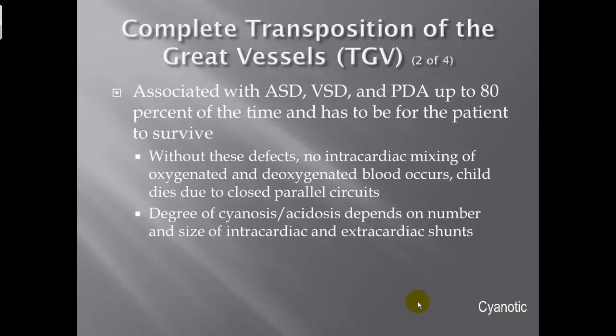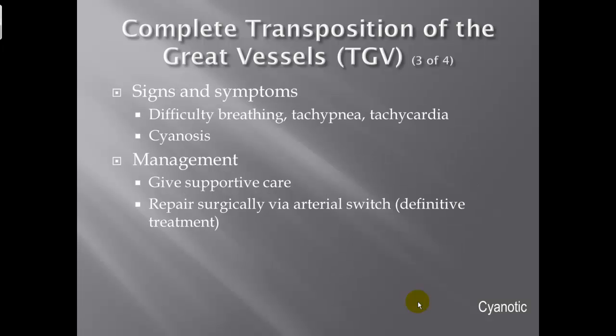Without these defects, no intracardiac mixing of oxygenated and deoxygenated blood occurs, and the child dies due to closed parallel circuits. Degrees of cyanosis and acidosis depend on the number and the size of intracardiac and extracardiac shunts. Complete transposition of the vessels continued here. Signs and symptoms of this: very easily difficulty breathing, tachypnea, and tachycardia, and obviously cyanosis. Management: give supportive care. Surgical repair via arterial switch is the definitive treatment.